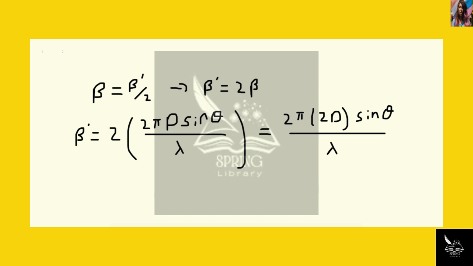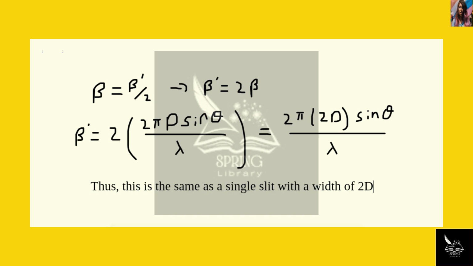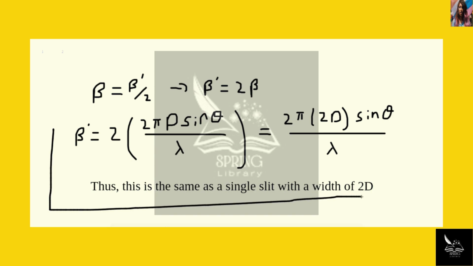So therefore, this is the same as a single slit. So we can say, thus, this is the same as a single slit with a width of 2 times d. So we just went ahead and proved it, and there is our proof. We can box all of this in as the solution to our question.